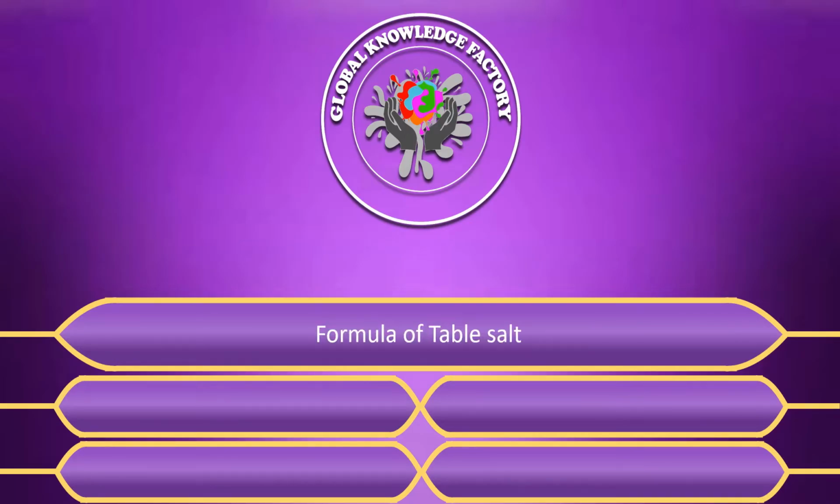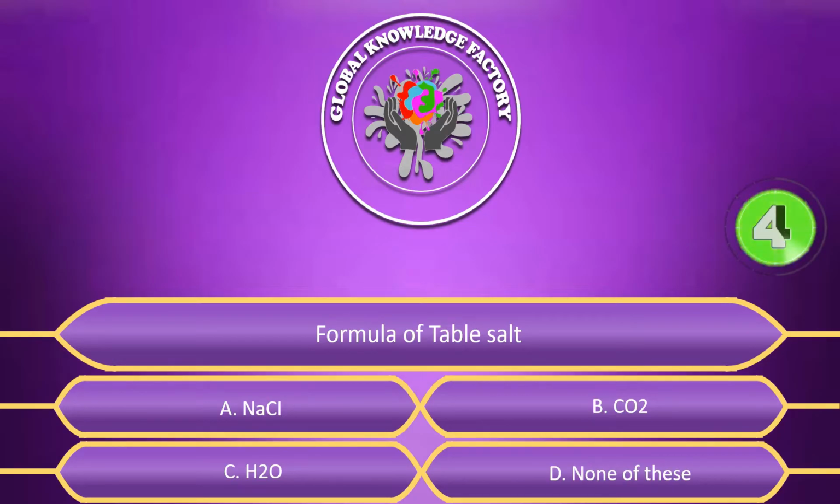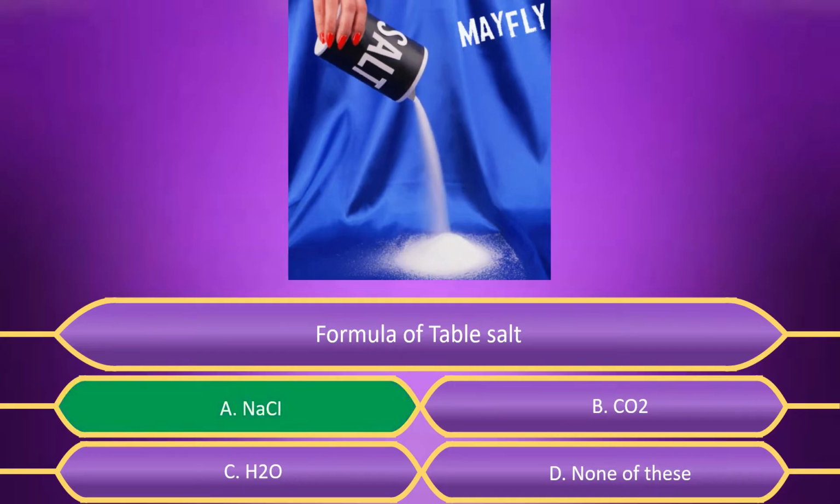Formula of table salt: A NaCl, B CO2, C H2O, D none of these. Answer is A NaCl.